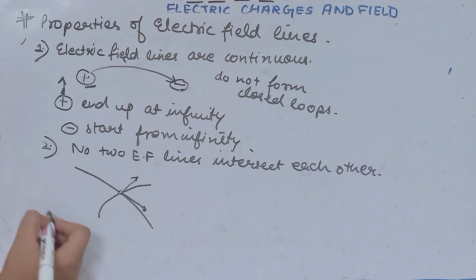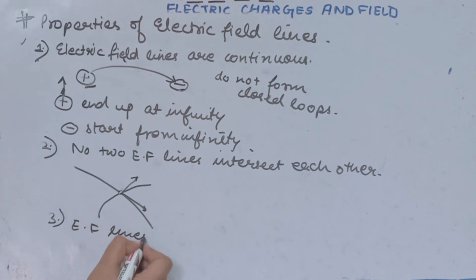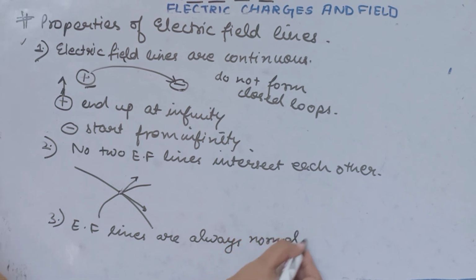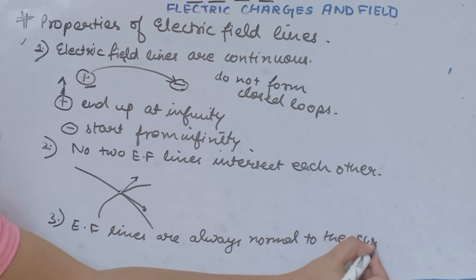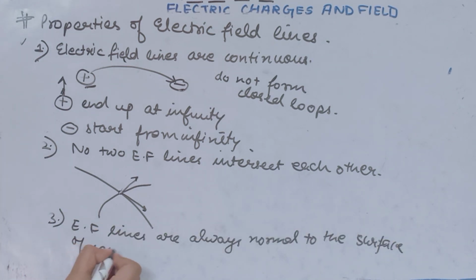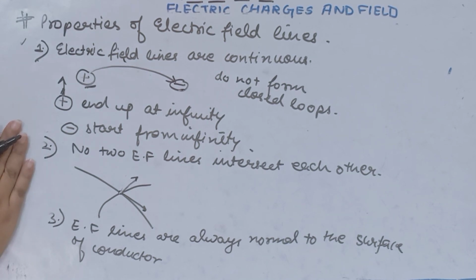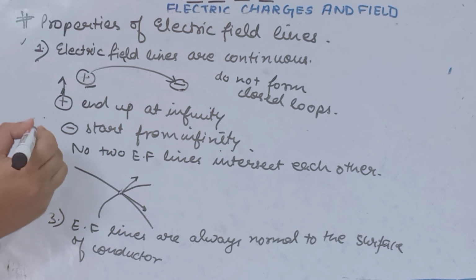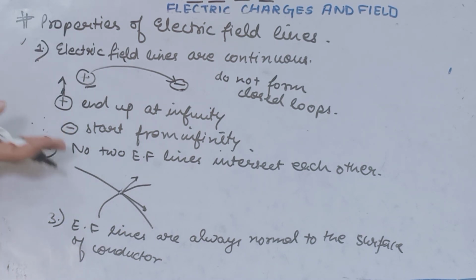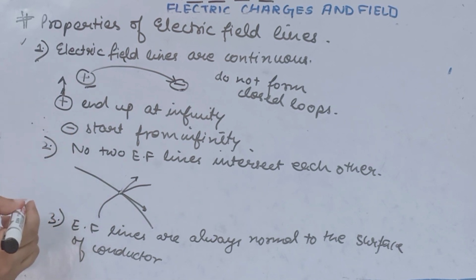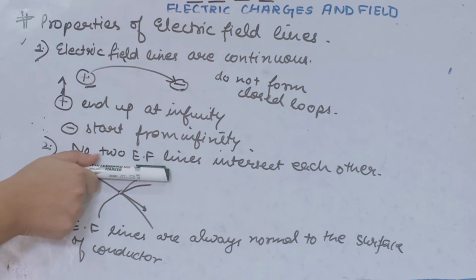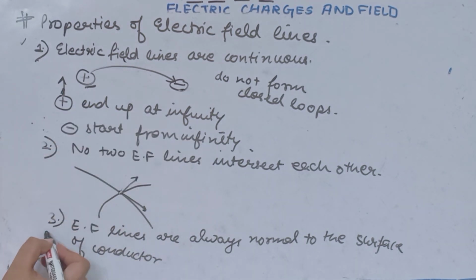Next important property is that electric field lines are always normal to the conductor, normal to the surface of the conductor. So if this is the conductor, this board is the conductor, and say it is positively charged, so this will be the direction of electric field lines, from this to outward, or from backside from this to backward. So this is always normal to the surface of conductor. It is not like this will be the direction of electric field lines if this is the surface. So that is what we mean by electric field lines are always normal to the surface of conductor. Okay, so these were few properties of electric field lines.